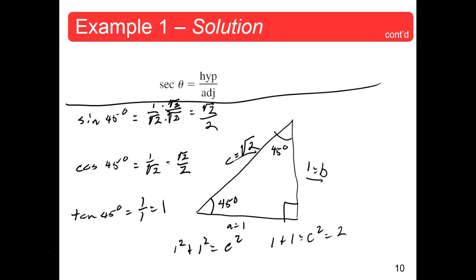Secant of 45 degrees. Square root of 2 is the reciprocal of cosine. And that would just be, use this one, not that one. That would just be root 2. Now what would be cosecant of 45 degrees? Square root of 2 as well. It's the reciprocal of sine. So just flip that, and you get root 2 over 1, which is root 2.